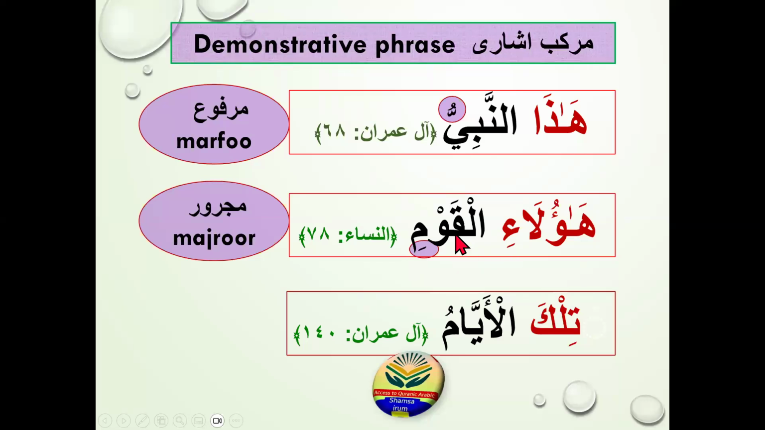And one more thing you notice here: al-qawmi is an ism jama, a collective noun, and a collective noun can have the plural ishara, plural demonstrative pronoun, because this word al-qawmi has the meaning of the plural. It is a collective noun. That's why the ism ishara used here is plural. All right. Next one is tilka ayyamu.